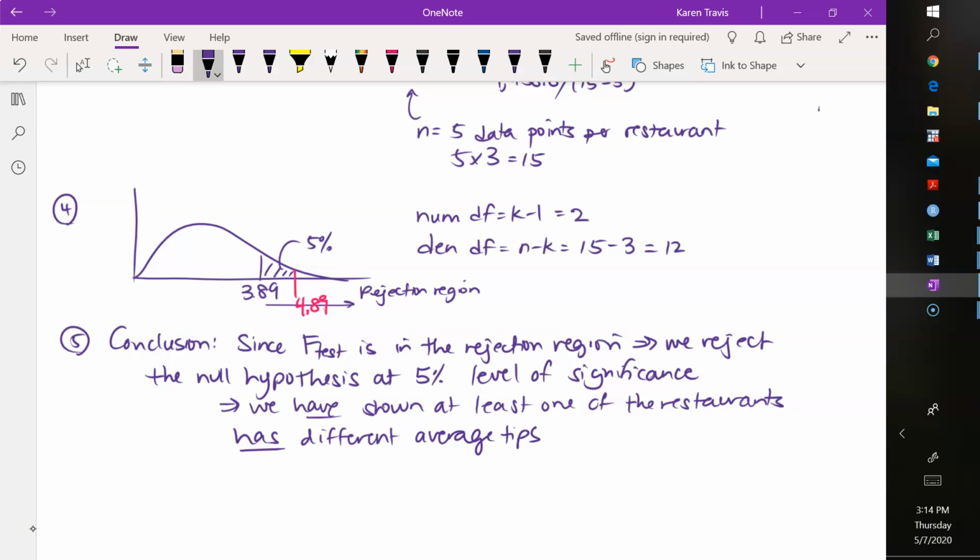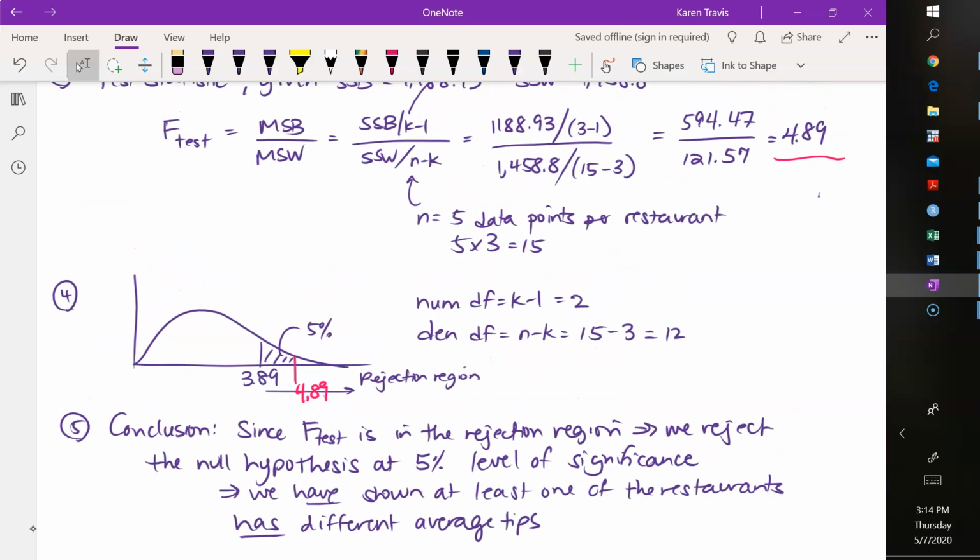So if you were looking for a job, you'd want to know either which one to avoid or which one to try to find a job, because you know that they're not all the same.